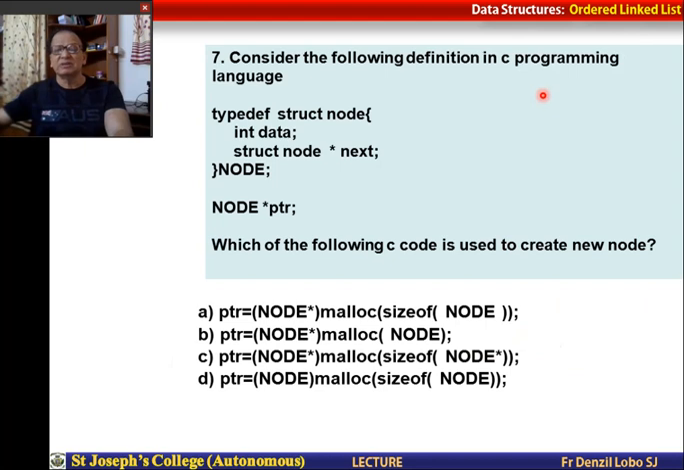Consider the following definition in C programming language. We have created a new data type called node and a node star pointer. There are statements here for allocating memory. Which is the correct one? Node pointer malloc size of node pointer, malloc node pointer size, malloc size of node pointer, node malloc size of node pointer. Which is the correct one? So naturally A is the correct one. Please note always the first part is node pointer, so you have new data type and pointer. And malloc size of node, there is no pointer here. Please note that.